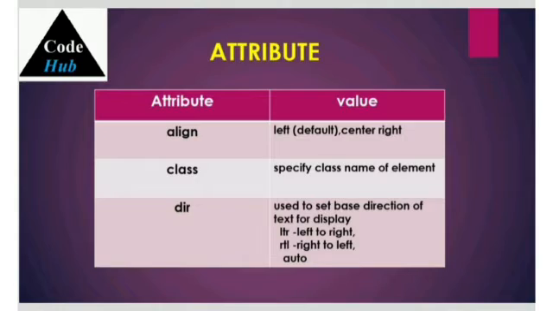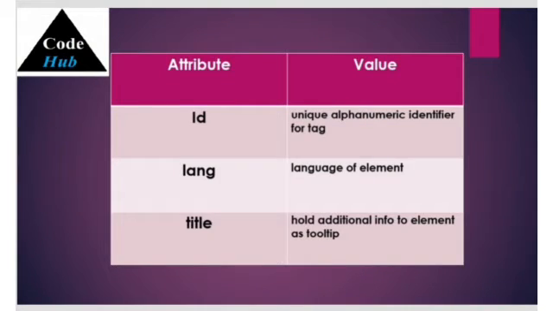First is align. It is used to specify the alignment of the text in the attribute. It can be right, left or center. Second is class. Class is used to specify the element in the web page. ID is a unique alphanumeric identifier. Lang is used to determine the language of the element in short form. For example, EN for English, FR for French.